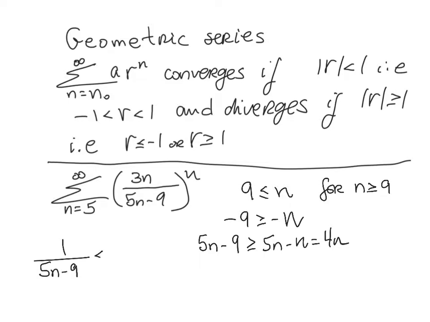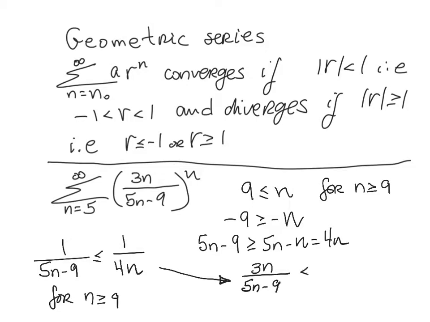Now if we flip them, 1 over 5n minus 9 is less than or equal to 1 over 4n. And this is for n greater than or equal to 9. I know our series starts at 5, but it really doesn't matter. And now we put 3n in the numerator of both parts of the inequality. So 3n over 5n minus 9 is less than or equal to 3n over 4n. And look at that, 3n over 4n is 3/4. So we established that for n greater or equal to 9.